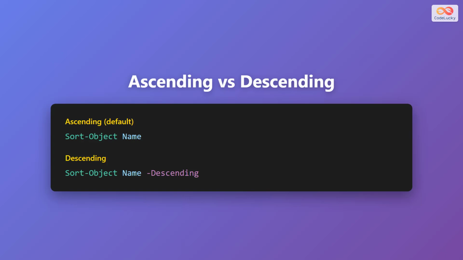By default, sort-object sorts in ascending order. This means numbers go from smallest to largest, and letters go from A to Z. You don't need to specify anything extra for ascending order. However, if you want to reverse the order, you add the -Descending parameter. For example, sort-object name gives you ascending order, while sort-object name -Descending gives you descending order. This is particularly useful when you want to see the highest values first, like finding processes using the most memory.